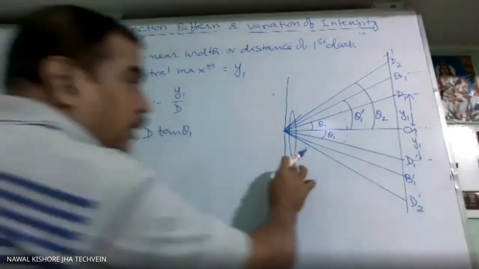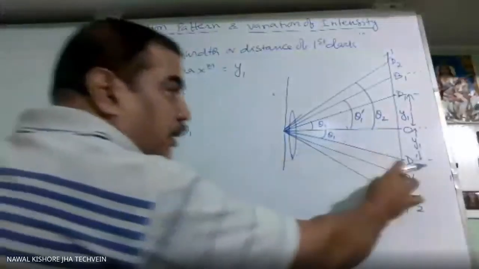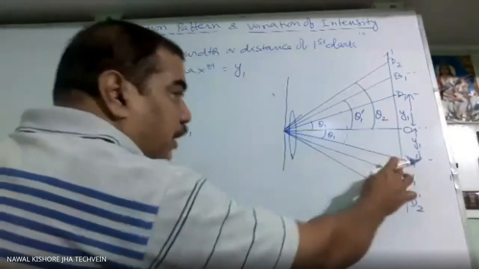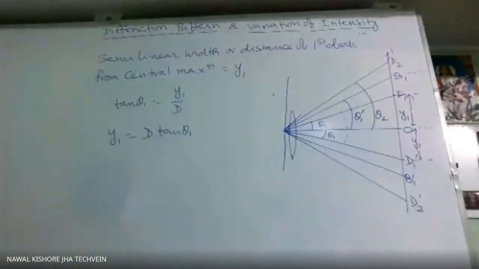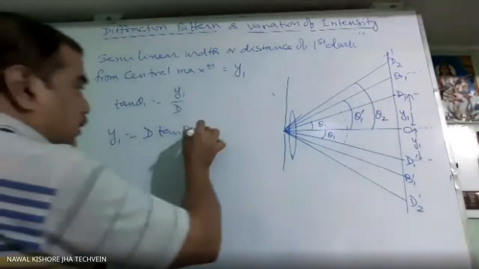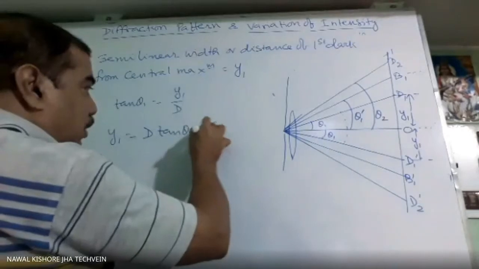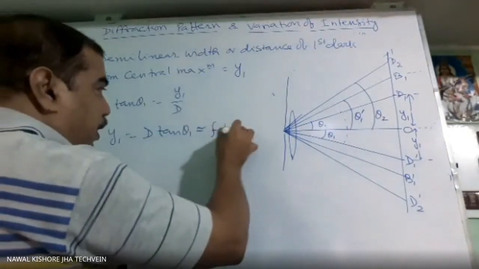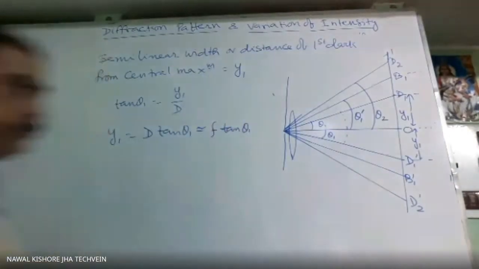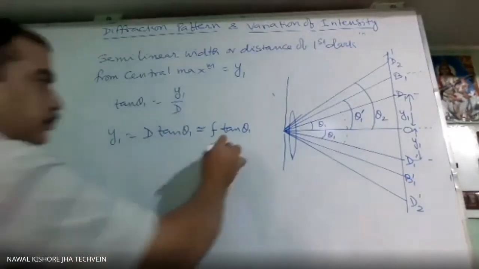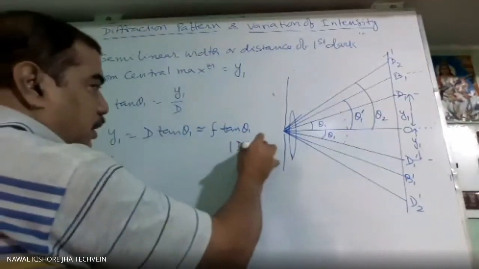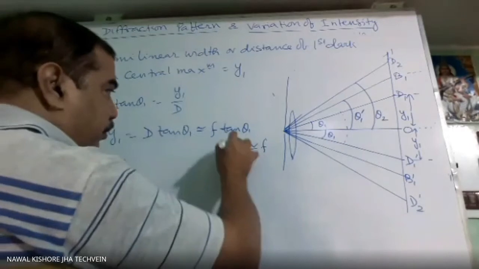As you know, this d, which is the distance between the slit and the screen, is approximately equal to the focal length. So sometimes in place of d, you will be given the focal length of the lens. So it is approximately f tan theta 1, since this d is approximately equal to f.